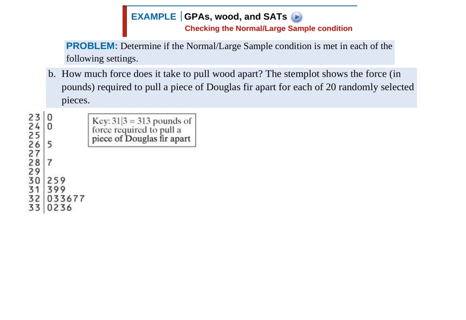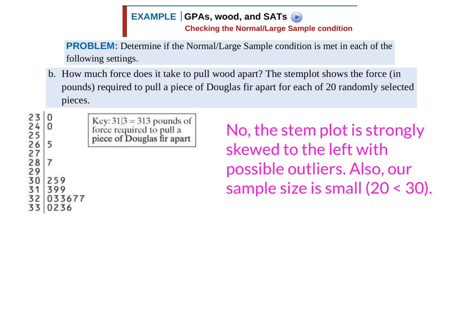Second example is, how much force does it take to pull wood apart? The stem plot here shows the force in pounds required to pull a piece of Douglas fir, which is a tree, apart for each of the 20 randomly selected pieces. So does this meet our normal/large sample condition? So 2 things are against us here. Our stem plot is strongly skewed to the left here, right? We've got a strong skew, and there are possible outliers. And our sample size is small. It is not 30 or greater. So no, this does not meet that condition.